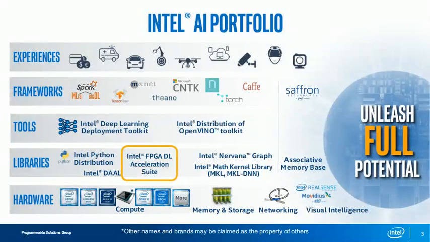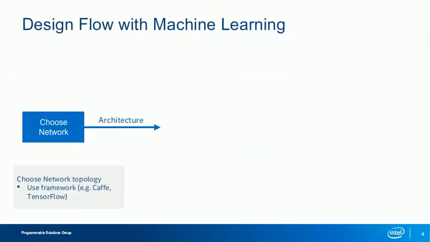Intel's unified software ecosystem means you can use the same tools across Intel platforms, such as Xeon, Xeon Phi, VPUs, GPUs, and FPGAs. This enables not just hardware designers, but also software developers to take advantage of the capabilities Intel FPGAs have to offer. Let's just quickly go over the typical machine learning development flow.